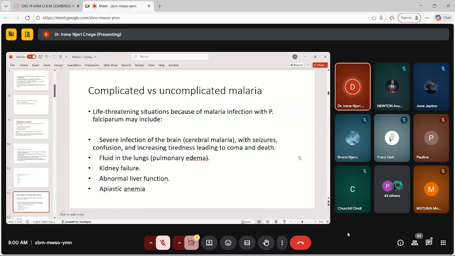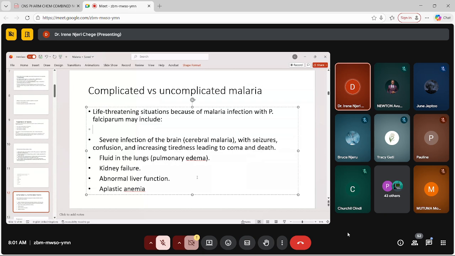You can see in the file complicated malaria and uncomplicated malaria. Life-threatening situations because of infections with P. falciparum may include cerebral malaria, fluid in the lung, kidney failure, abnormal liver function, and aplastic anemia. So that's what we're calling complicated malaria, where you have these signs and symptoms in the organs. So that is complicated malaria.